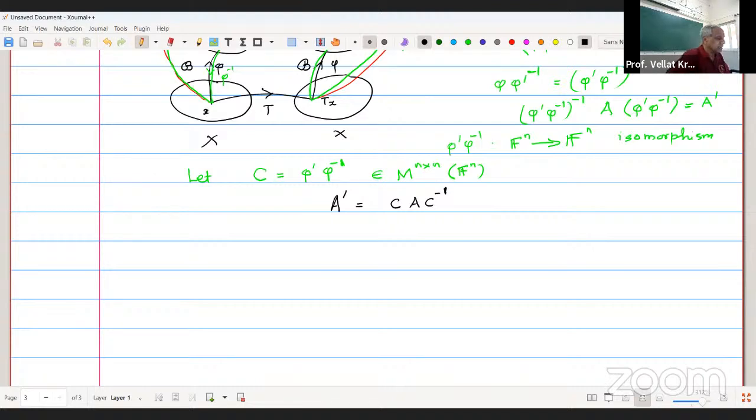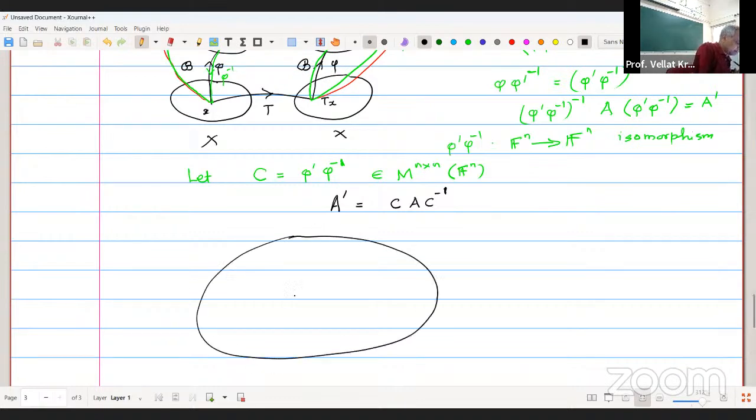Now let us look at the entire class of matrices. You say that A is related to A prime. This is the definition.